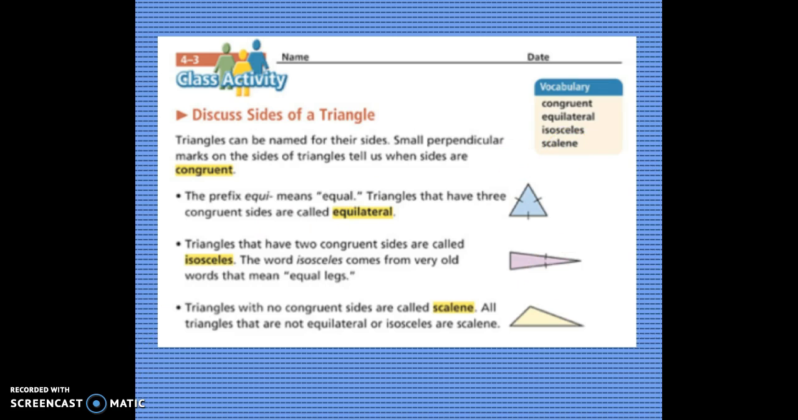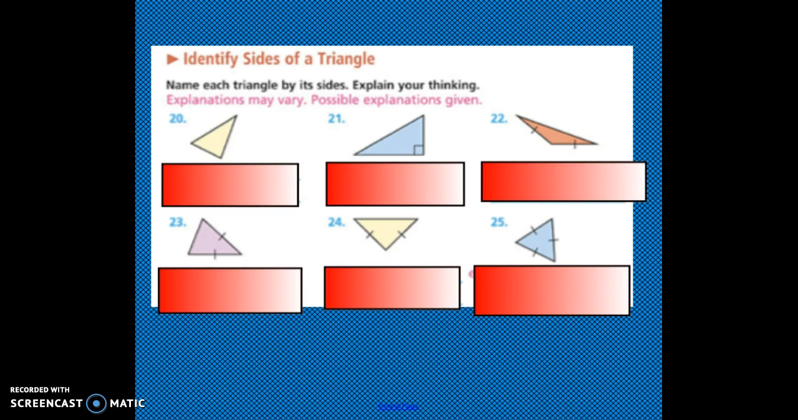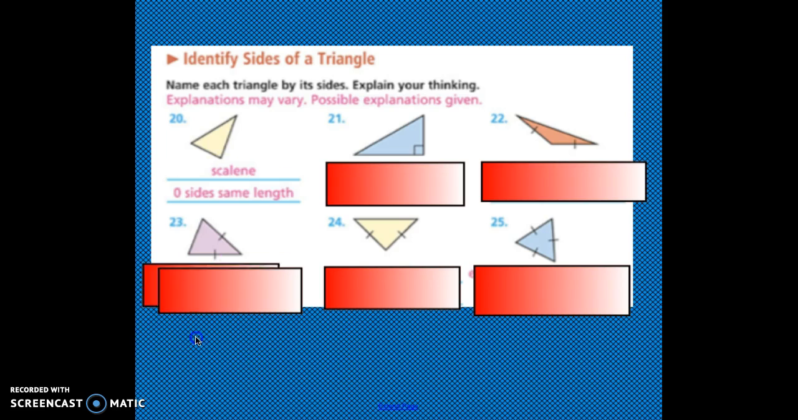Now, here's a question for you. Let's go back, sorry. Let's look at these and name them by their sides. Let's look at this first one here. None of the sides have those little marks, meaning none of them are congruent. So if no sides are congruent, what's the name of that triangle? If you guessed a scalene triangle, then you're correct.